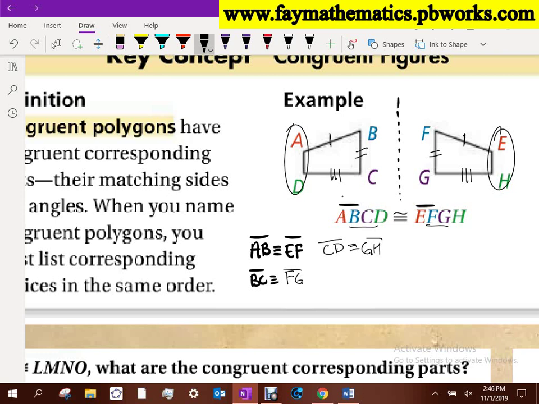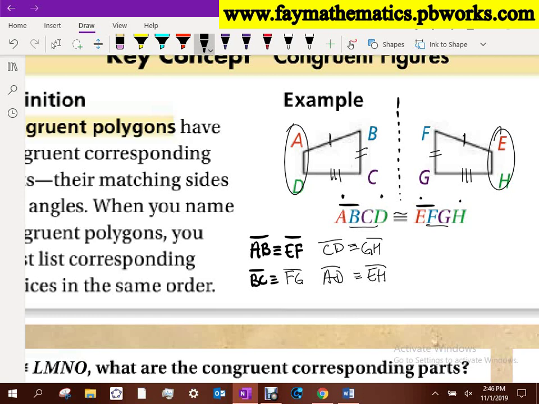If I look at AD and EH, those are the first and last letters of the names in both those figures. And that's the one that people struggle with finding the most, is that last one. I choose the first letter and the last letter. So that's the quadrilateral. Two quadrilaterals congruent. So we got 4 sets of segments congruent. If I had a pentagon, I'd have 5 sets of congruent segments. If I had 2 octagons, I had 8 sets of congruent segments. Okay? So just kind of be on the lookout for that.